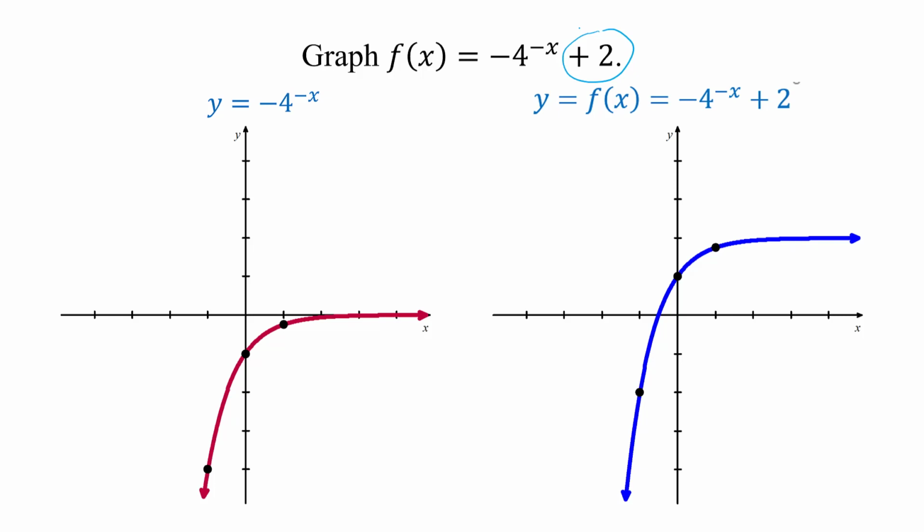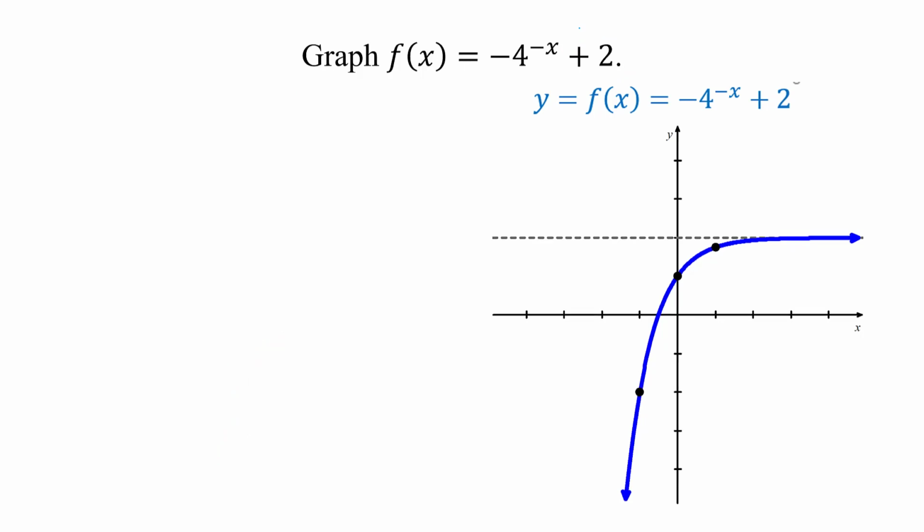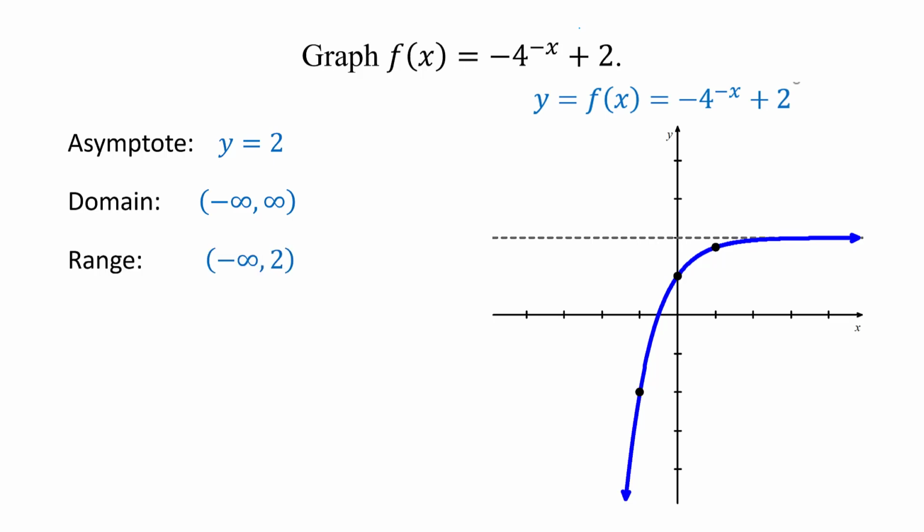Note that in addition to the graph moving up by 2 units, the horizontal asymptote moves from y equals 0 up to y equals 2. So we have, for this function y equals f of x, a horizontal asymptote y equals 2. We also have a domain of -infinity to infinity, all real numbers. That hasn't changed. The range has changed slightly. Along with the asymptote, the range is now -infinity to 2.